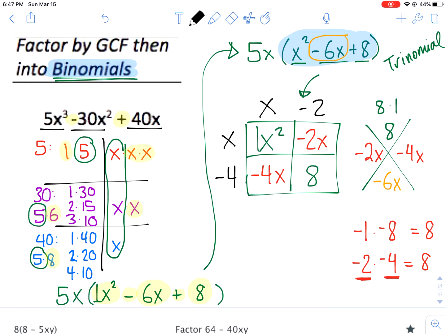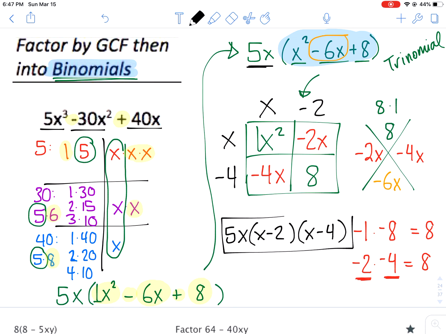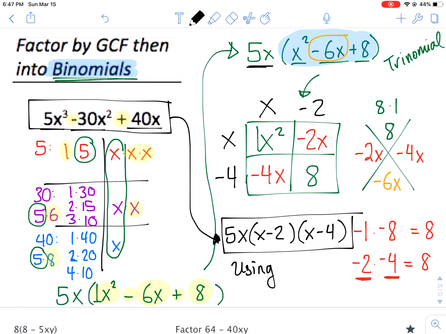So our very, very, very final answer, we need to put this 5x in front still. Then we have x minus 2 times x minus 4. So we started with this, and we went all the way into this using greatest common factor and just factoring.